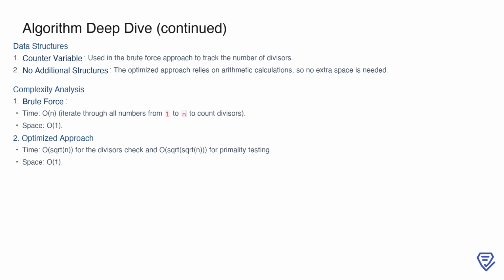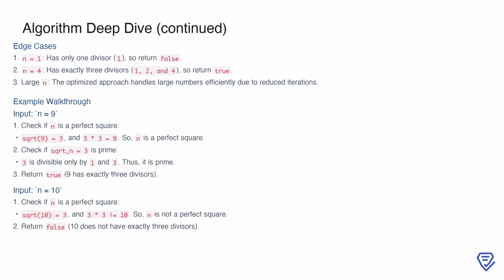Like the brute force method, the optimized approach also has a space complexity of 1, as it does not require any additional storage. These improvements in efficiency make the optimized approach well suited for handling larger inputs. When solving this problem, it's important to consider edge cases to ensure robustness.